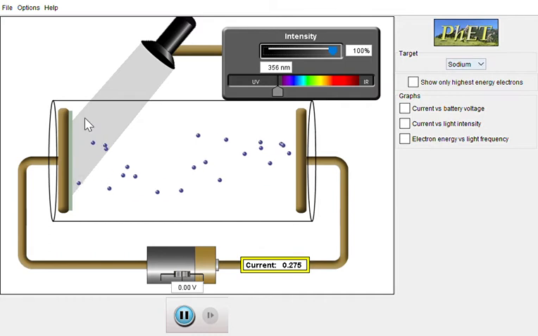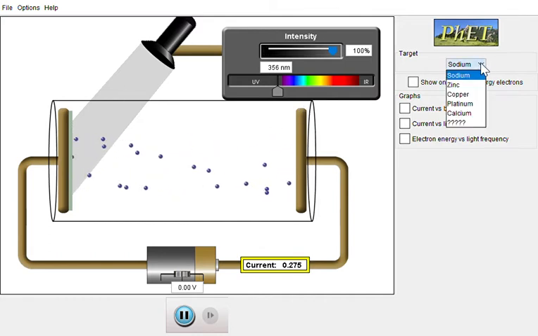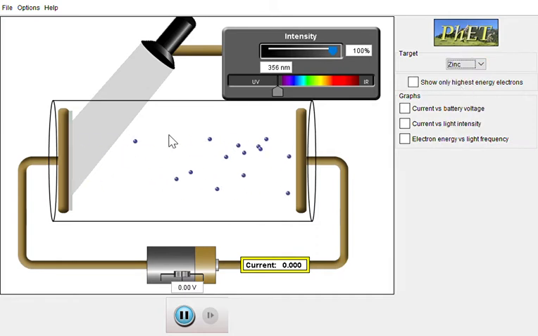The target, that's this plate on the left that the light is shining onto, I want you to select zinc because that's the metal that was used in the original experiment. And you can see when I select zinc, all those electrons that were being emitted by the plate have gone away. And if you start sliding the wavelength or frequency slider around, you'll see that in actual fact there are no electrons until you get to a certain frequency, a certain threshold frequency.